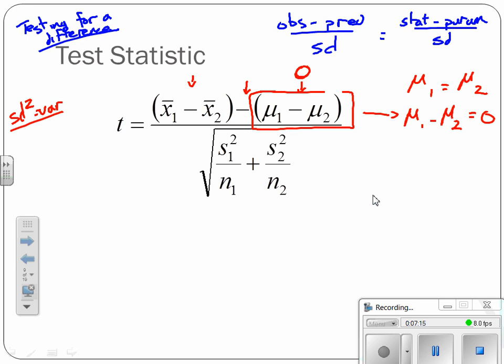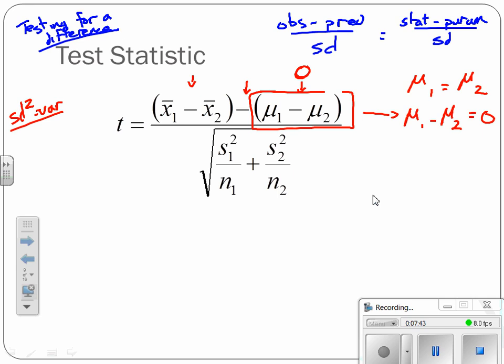Now x bar 1 and x bar 2 usually aren't going to be 0, because you're going to get two different means from two different groups. But when you're subtracting the parameters or the predicted values, mu1 minus mu2, that's always going to be 0. So at the end of the day, it cleans this test statistic up a little bit: you just have x bar 1 minus x bar 2 over that crazy looking standard deviation.